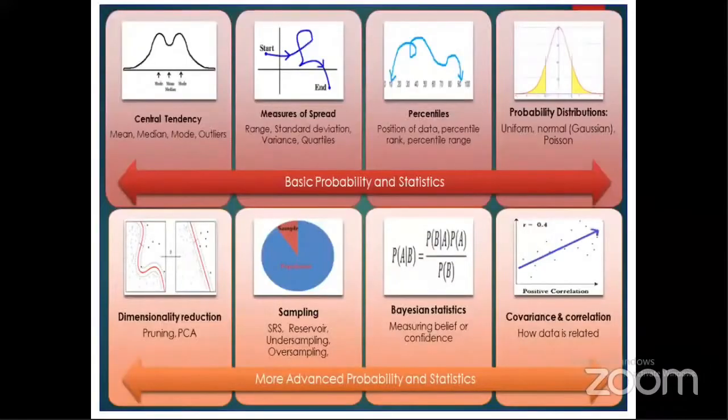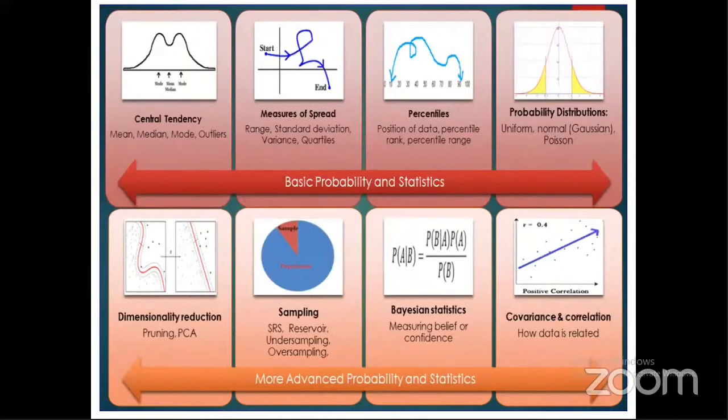So in basic probability and statistics, we are using central tendency like mean, median, mode and outliers. Measures of spread, we are using range, standard deviation, variance, and quartiles. In percentiles, we are using position of a data, percentile, rank, percentile range. Probability distribution, we are using uniform distribution, normal distribution, that is called Gaussian distribution, and Poisson distribution. Dimensionality reduction, we are using pruning techniques, especially in image processing and face recognition applications, we are using principal component analysis.